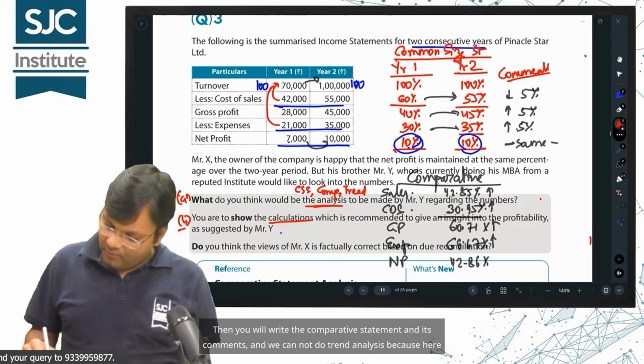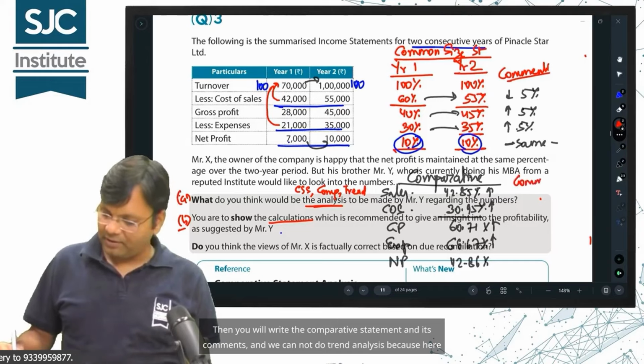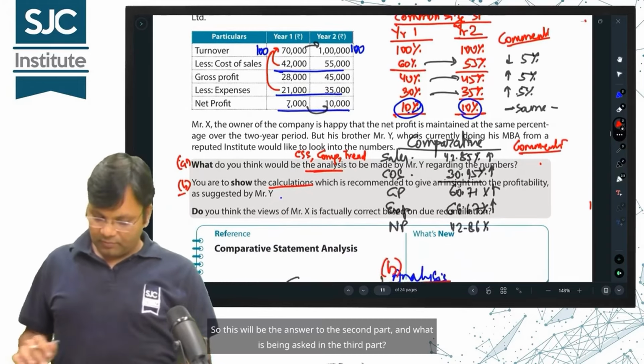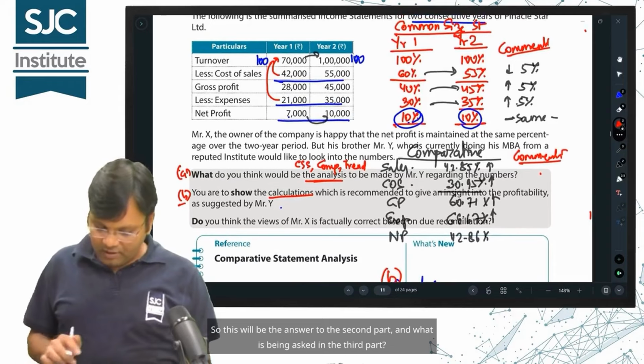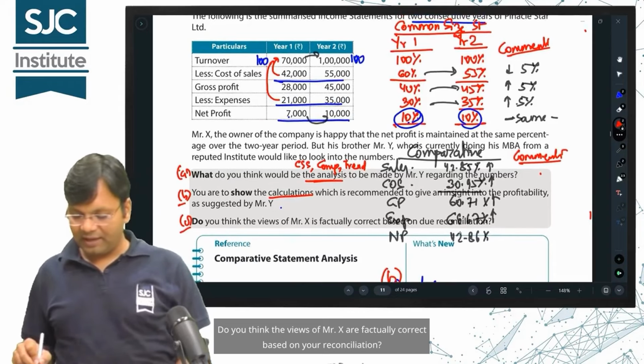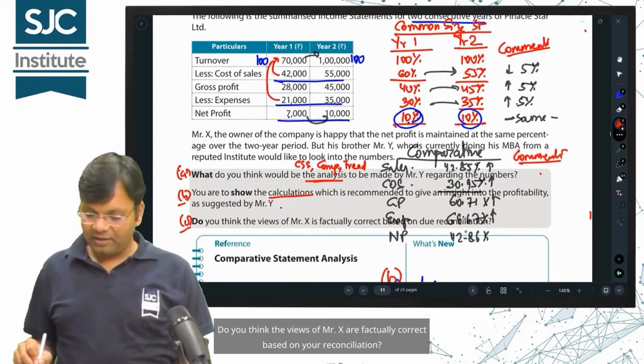Then you will write the comparative statement and its comments, and we cannot do trend analysis because here we have data for only 2 years. So this will be the answer to the second part. And what is being asked in the third part? Do you think the views of Mr. X are factually correct based on your reconciliation?